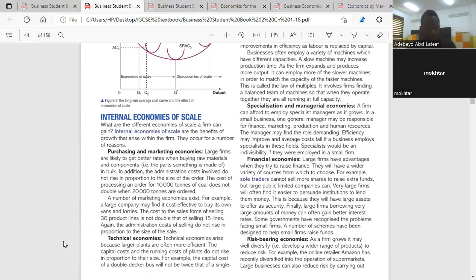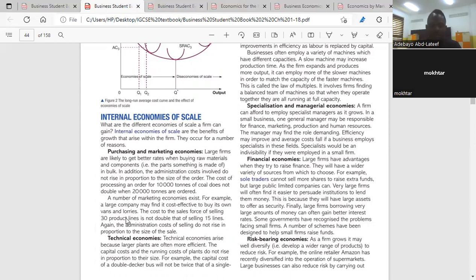Here I wrote, internal economies of scale, these are benefits of goods which arise within the firm. They occur for a number of reasons. So when you talk about the reasons why internal economies of scale occurs, it implies the types of internal economies of scale. Are you with me?